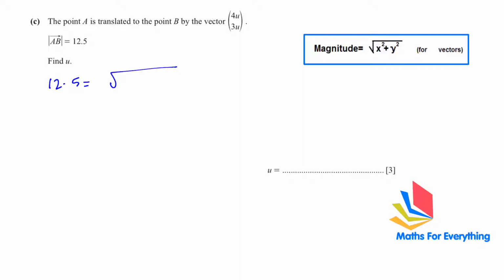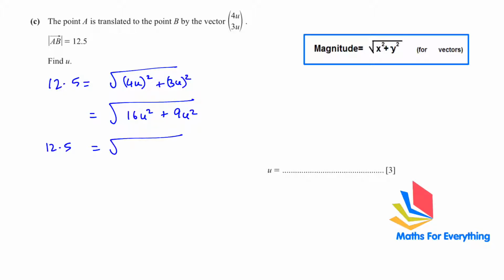12.5 is equal to square root 4u square and 3u square. 4u square, the square is for the 4 and the u. You will get 16u square plus 3u square will give you 9u square. As they are same, you can add them together. 16u square plus 9u square will give you 25u square. This square root, when we move to the other side, it will become square. So 12.5 square is equal to 25u square.